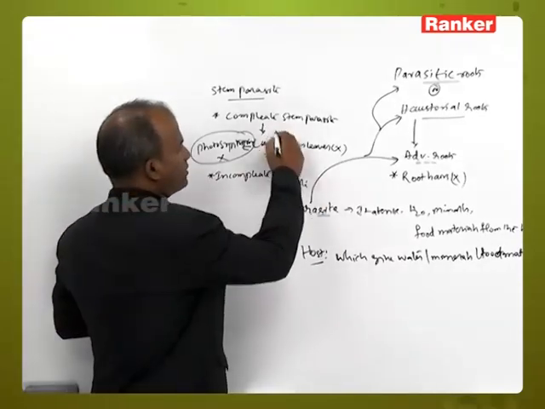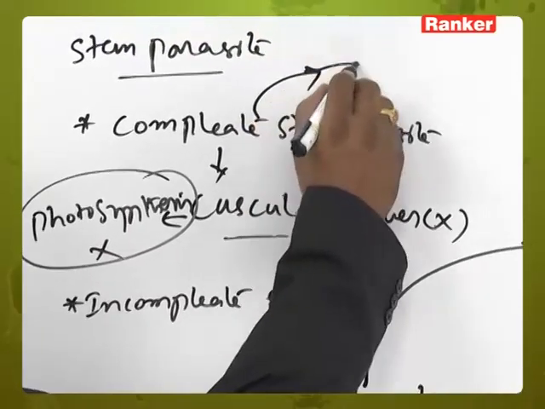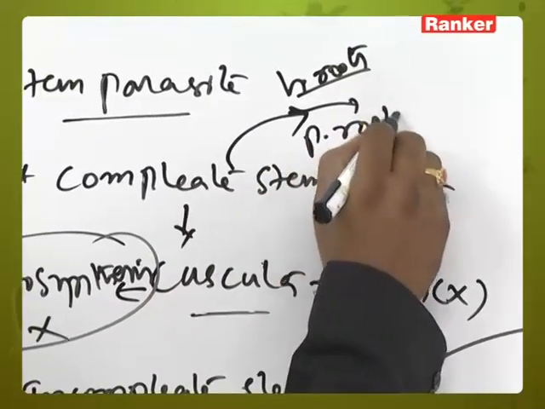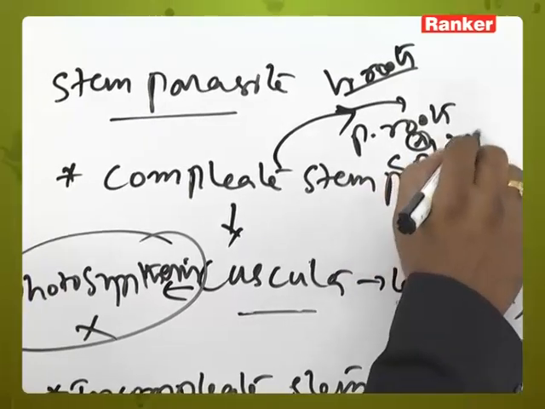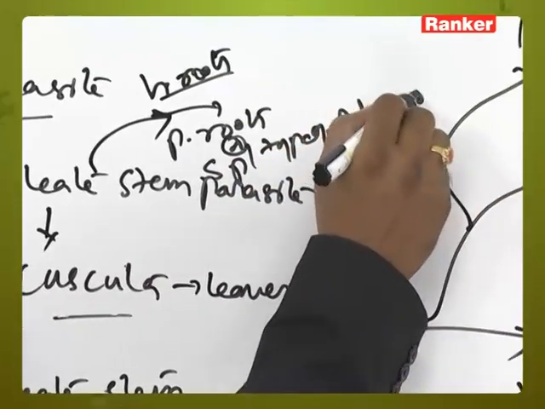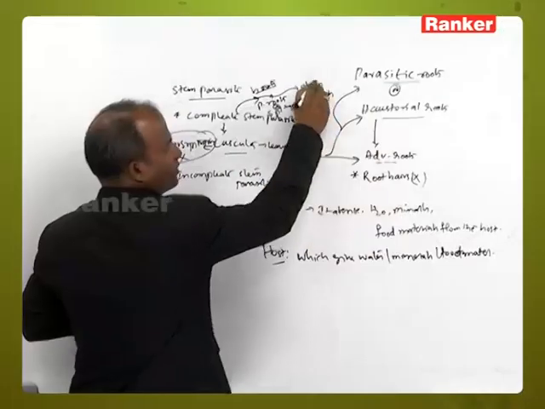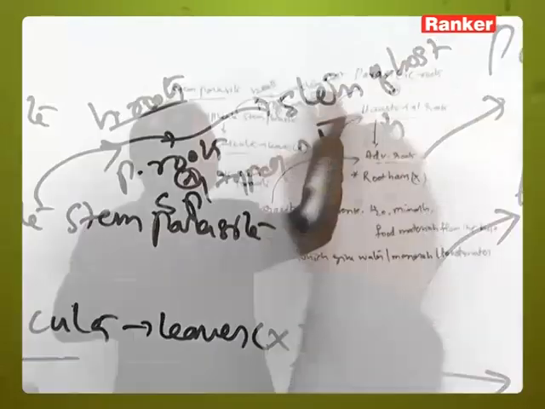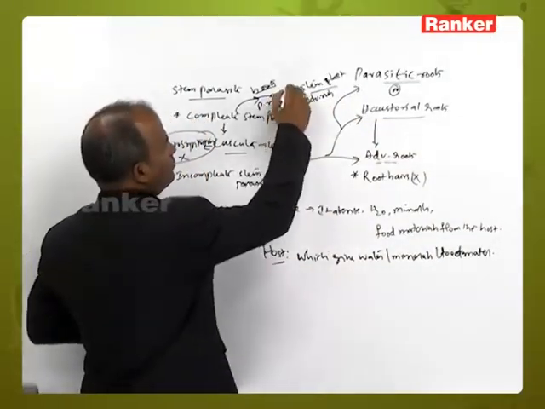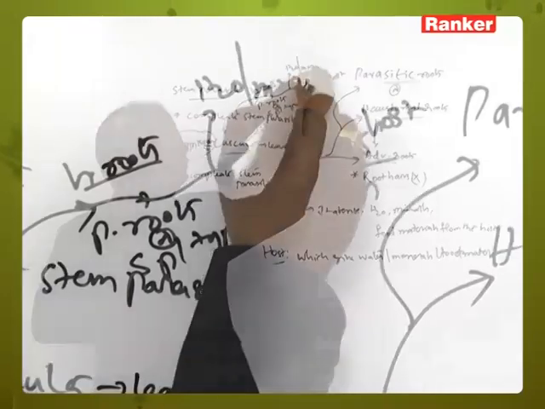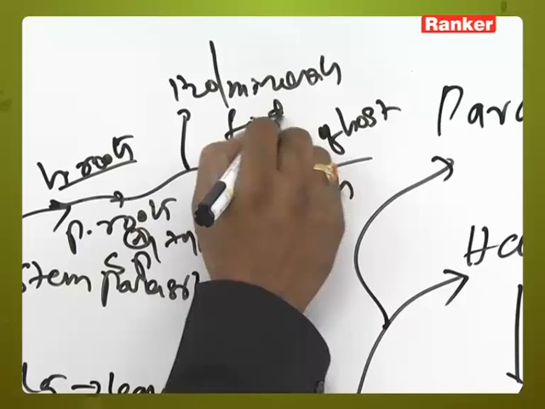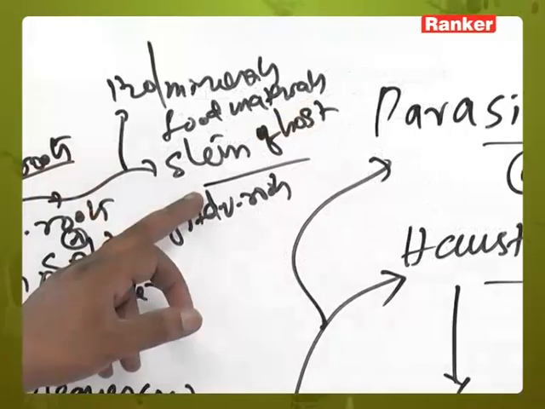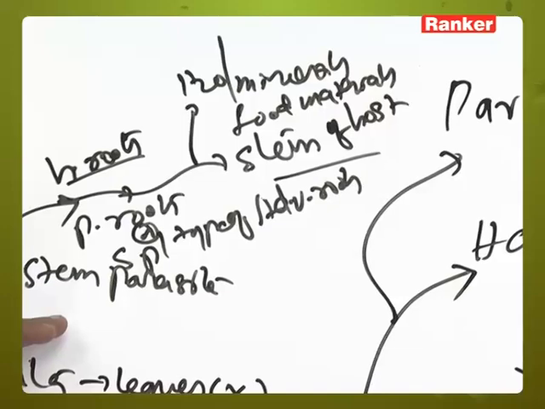That means this complete stem parasite, Cuscuta, penetrates its haustorial roots, which are also called parasitic roots or special type of adventitious roots, into the stem of the host in order to absorb water, minerals and food materials from the host. Which one is absorbing? The complete stem parasite.